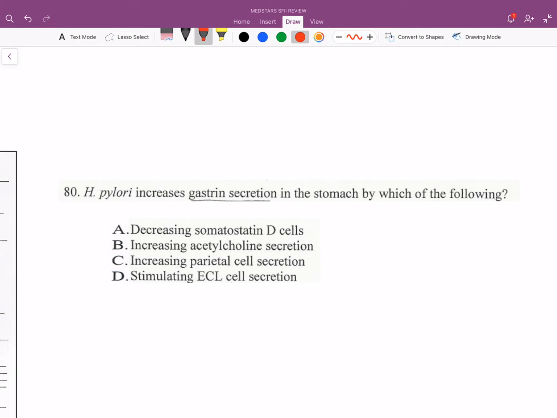It says, H. pylori increases gastric acid secretion in the stomach by which of the following? A, decreases somatostatin D cells. Well, we just talked about that, right? That's kind of true. I mean, it is true. Let's just see if they have some stronger answer choices. B, increasing acetylcholine secretion. Okay, it has nothing to do with that. Increasing acetylcholine secretion is going to be due to distension of the stomach, when the stomach distends because of stomach content in there.